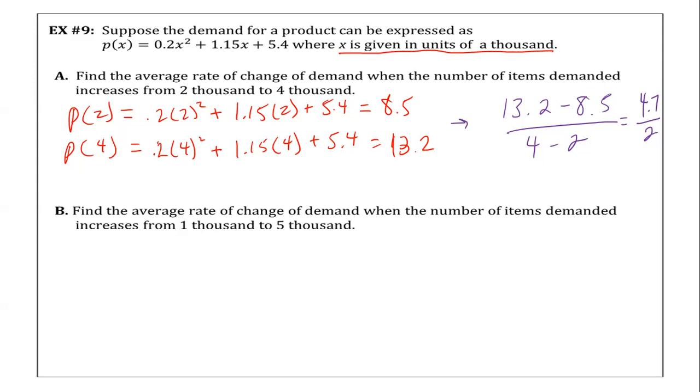If you have $4.70 and you split between 2 people, how much do they each get? $2 and 35 cents. So our AROC is here. All right, making sure you understand. Please do example 9B at your table and check with your peers.